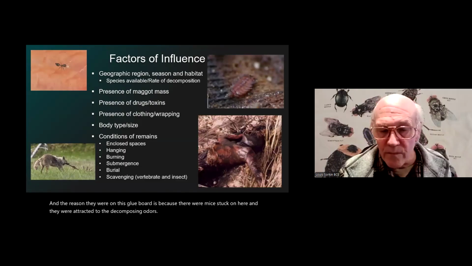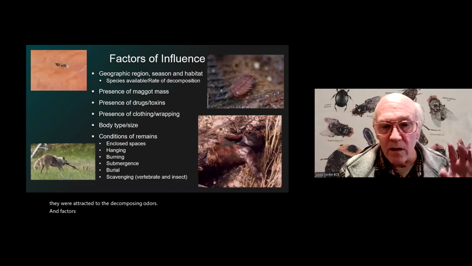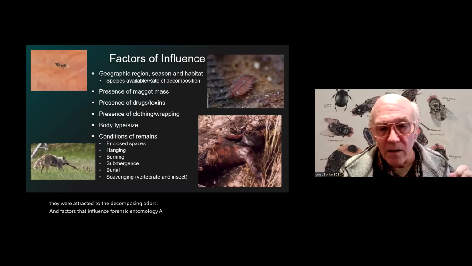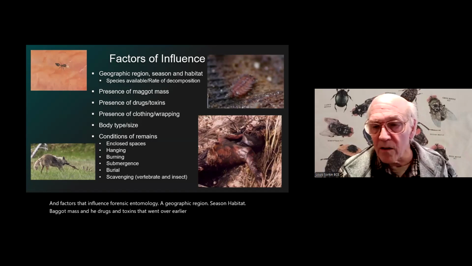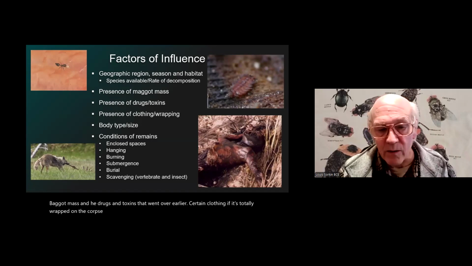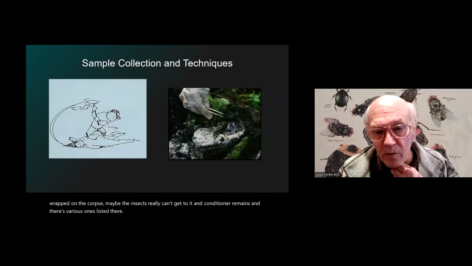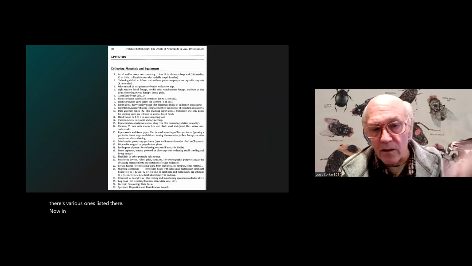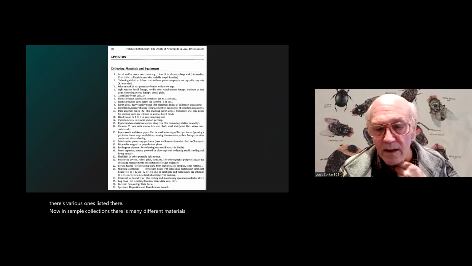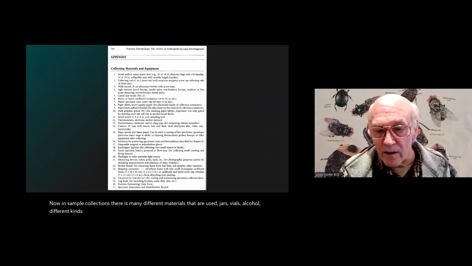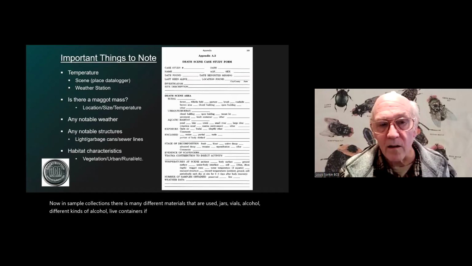Factors that influence forensic entomology: geographic region, season, habitat, the maggot mass, any drugs and toxins I went over earlier, and certain clothing. If it's totally wrapped on the corpse, maybe the insects really can't get to it. And condition of remains, and there's various ones listed there. Now in sample collections, many different materials are used: jars, vials, alcohol, different kinds of alcohol, and live containers if you're going to rear them to get adults.